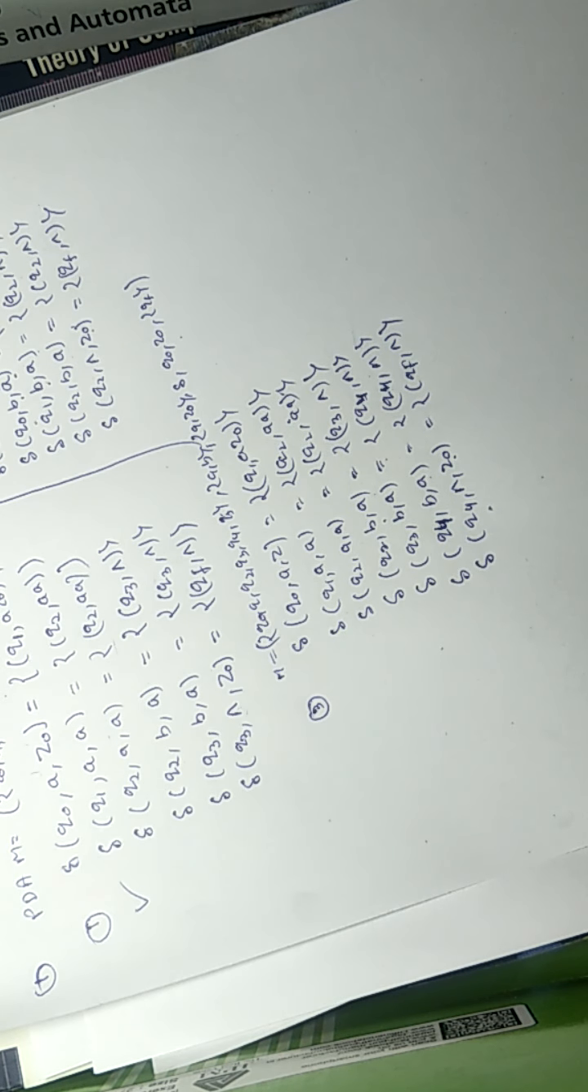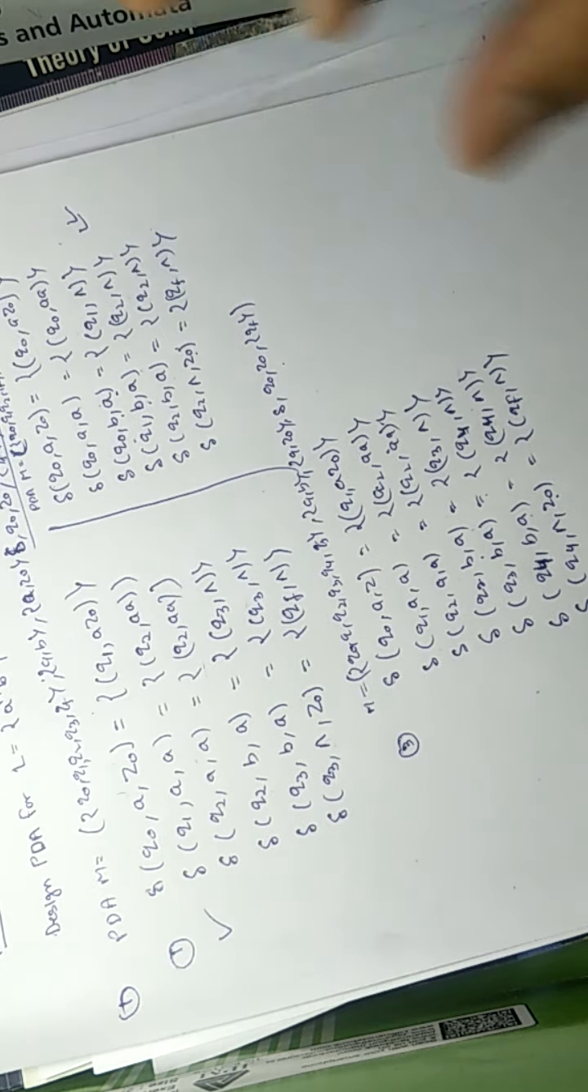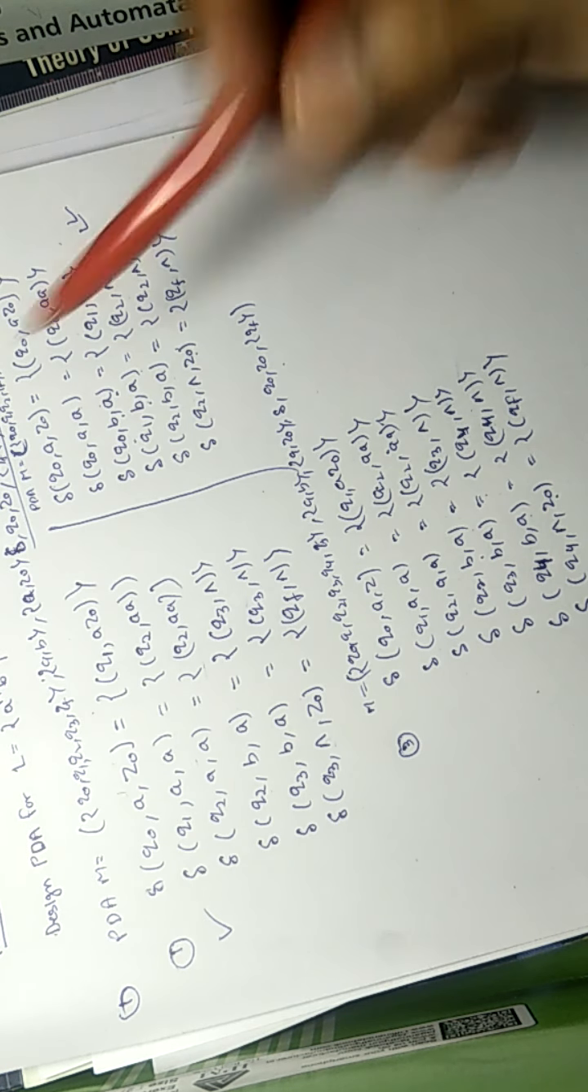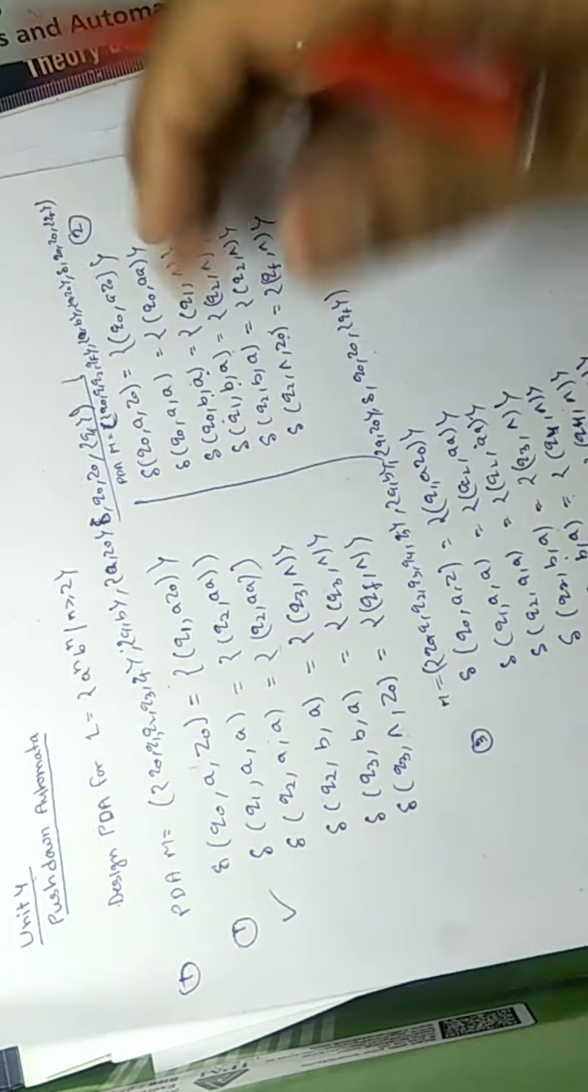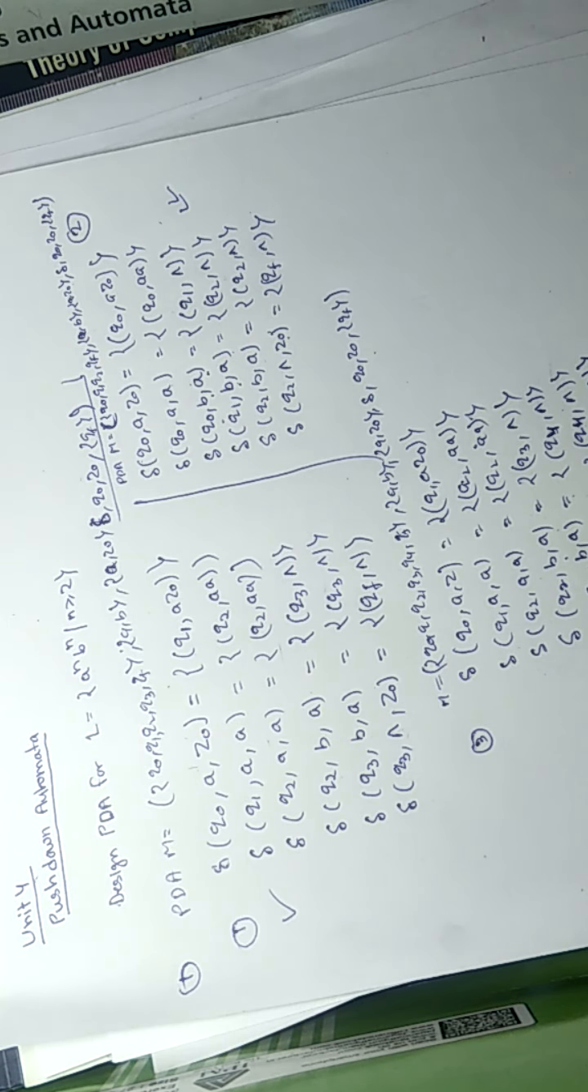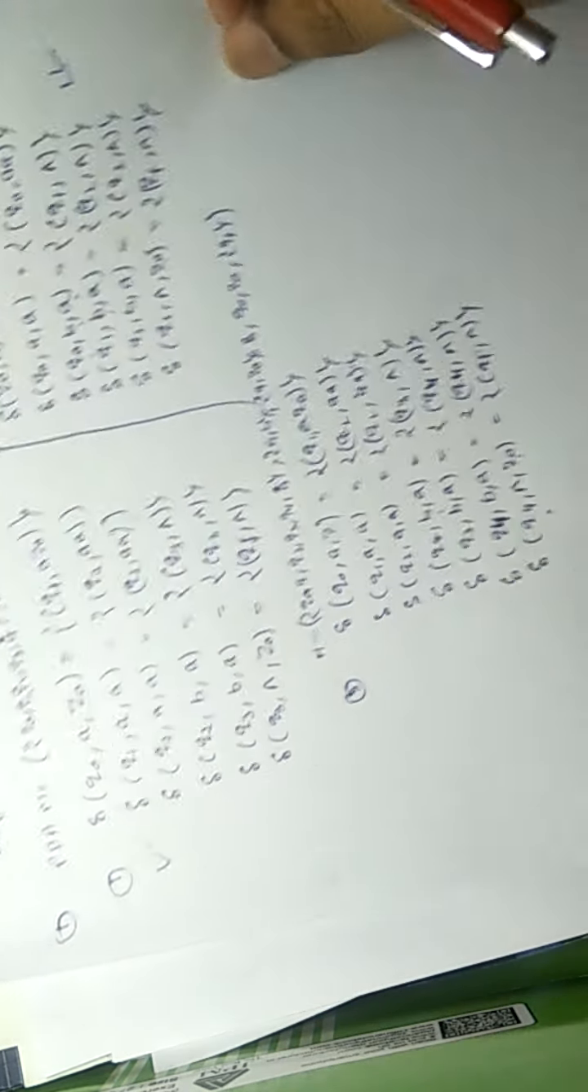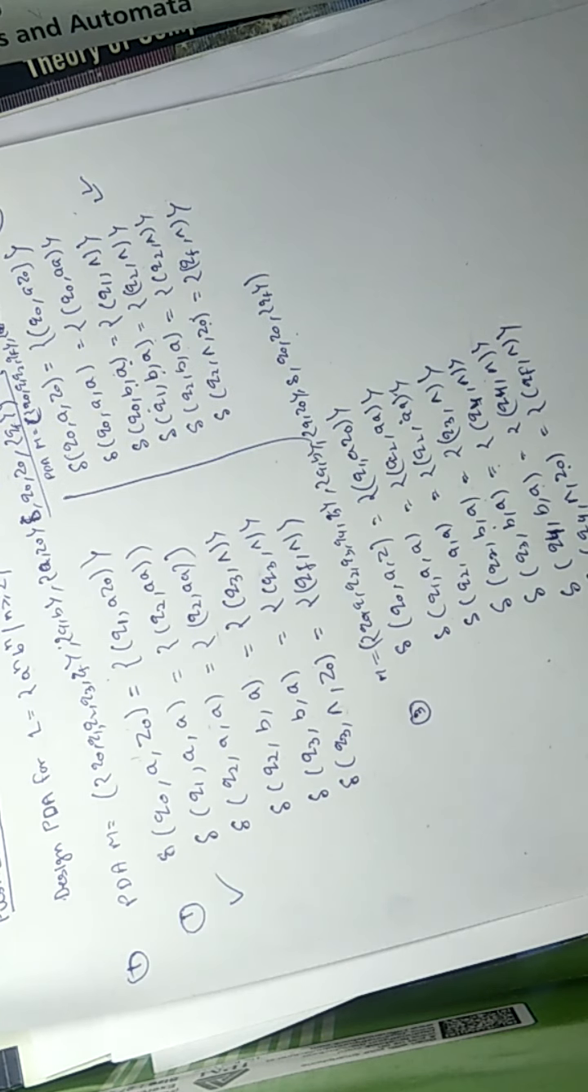So this is for this lecture, and we ensured that there are minimum 2 a's and 2 b's. Okay, for now. Thanks.